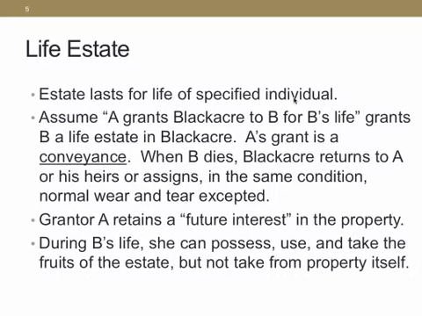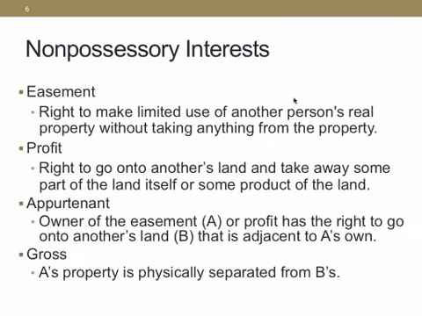During B's life, they can possess, use, and take fruits of the property, but they can't take it for themselves. They can't destroy the property. They're basically holding on to it for that future interest. So far we've talked about possessory interest. Non-possessory interest includes easements and profits.